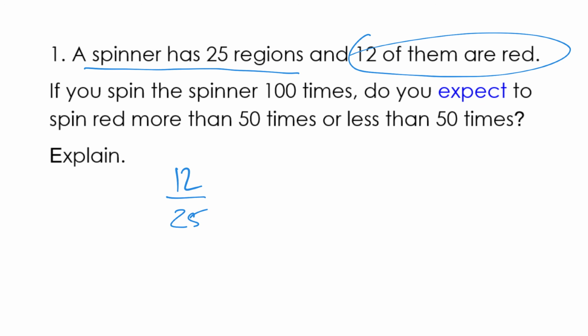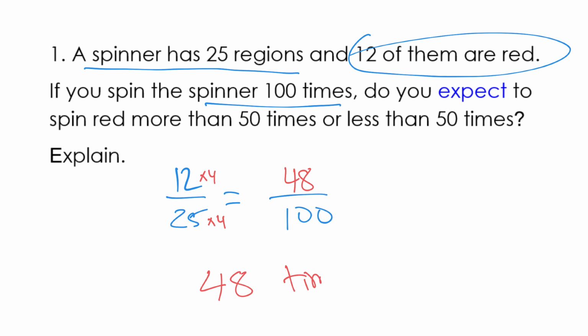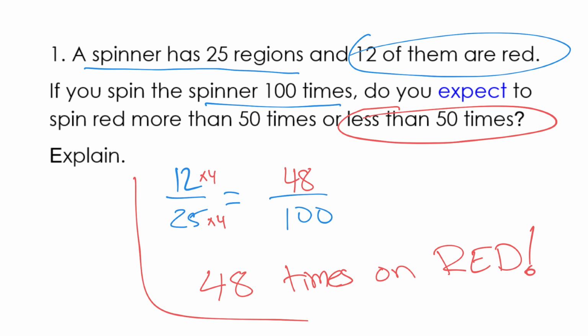12/25. And you have to spin it 100 times. Equals 100. So now you've done all the math. Well, at least you got it started. 25 times 4 gives you 100. 12 times 4 is 48. So you are expected to land 48 times on red. So that would be more than or less than. It's actually less than. And here is your explanation.